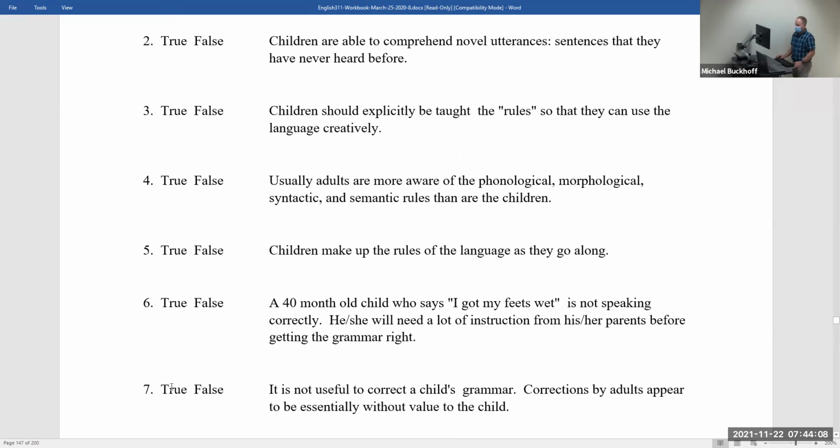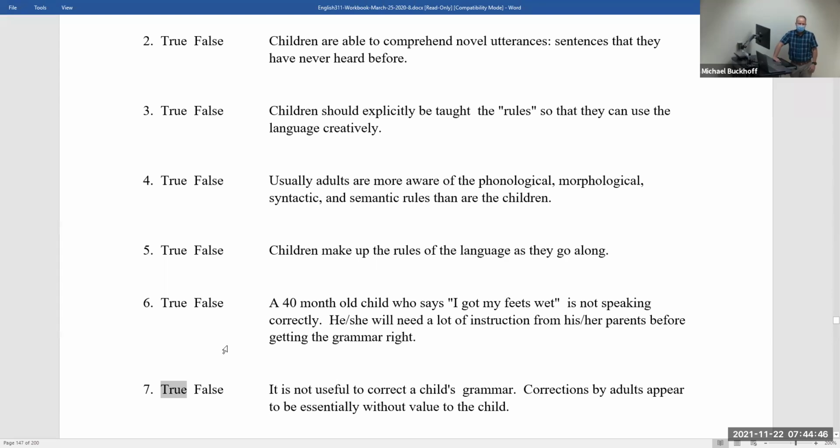Believe it or not, this one's actually true. There doesn't seem to be a lot of value in correcting children's grammar, especially when they're young. Parents are more likely to not correct the grammar of what the child says, but to correct the truth of what the child is saying. So if the child points to something and says dog, but it's actually a cat, the parents are more likely to correct that than if the child says, I go store yesterday.